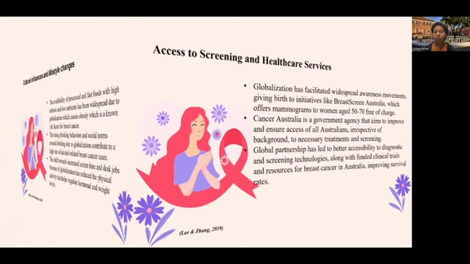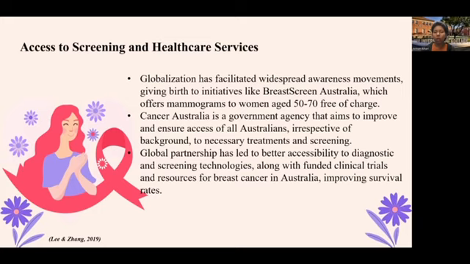The third factor is access to screening and healthcare services. Globalization has facilitated widespread awareness movements, giving birth to initiatives like BreastScreen Australia, which offers free mammograms to women aged 50 to 70 years. Cancer Australia is another government agency that aims to improve and provide access to screening for all Australians irrespective of their background. Global partnership has led to better access to screening technologies along with funded clinical trials and resources for breast cancer in Australia.